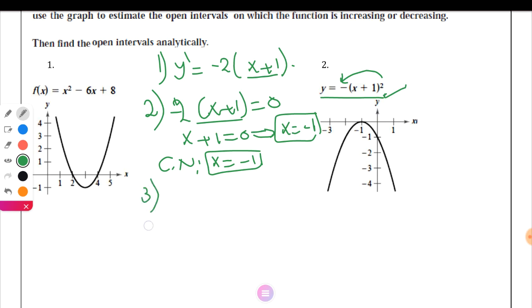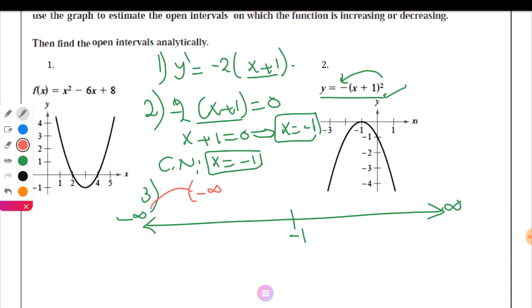Step 3: I have to draw the number line, with negative infinity and infinity, which represent the domain of the function, and the critical number in the domain. I also use the values of x at which the function is not defined on the number line, just to identify the intervals of increasing or decreasing. But in this case I use only the critical number because the function is defined everywhere. The first interval is negative infinity to -1. The second interval is -1 to infinity.